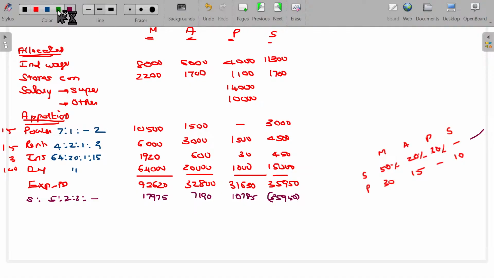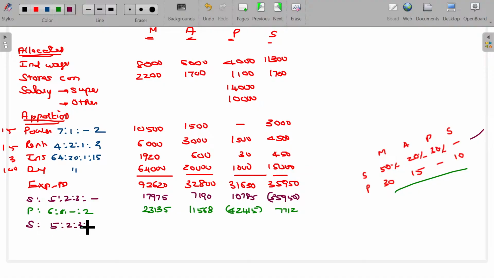Similarly, in case of P, the ratio being 6:3:dash:2. Here the total being 42,415 should be subtracted and distributed to the 3 using this ratio: 21,135, 11,568, 7,712, and then yes, 5:2:3:dash.